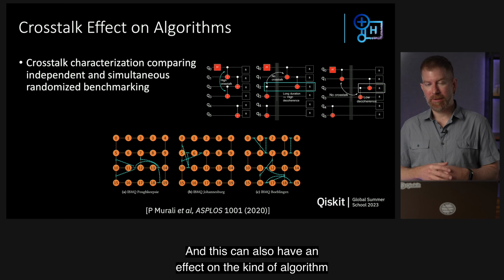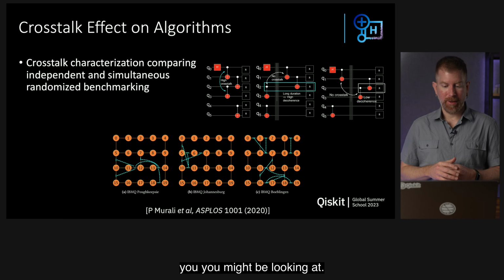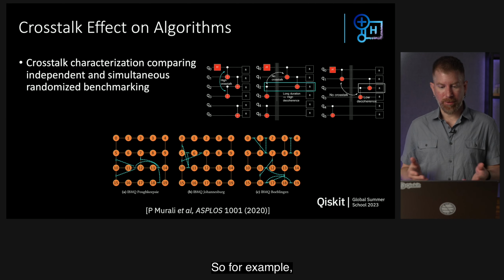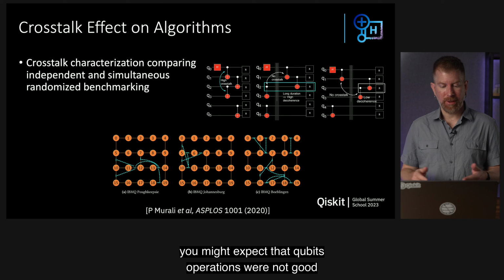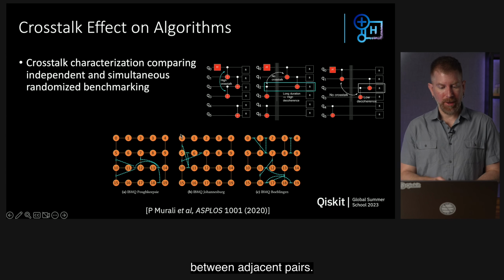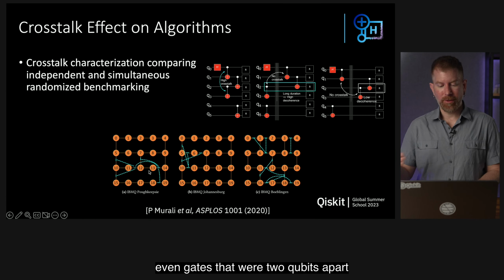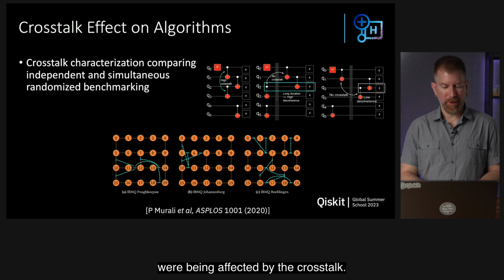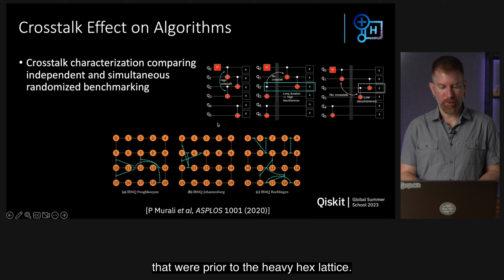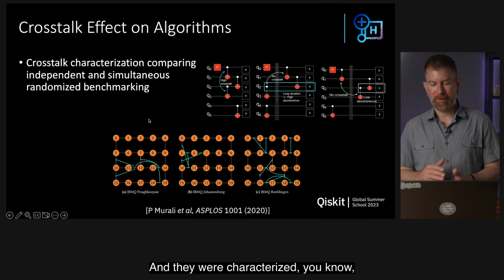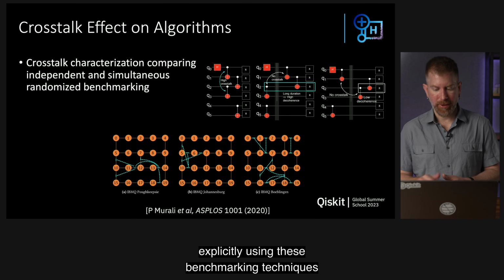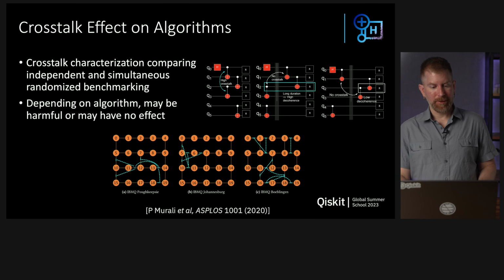And this can also have an effect on the kind of algorithm you might be looking at. So for example, you might expect that qubit operations were not good between adjacent pairs. But what the authors also found was that even gates that were 2 qubits apart were being affected by the crosstalk. And this was done on devices that were prior to the heavy hex lattice. And they were characterized explicitly using these benchmarking techniques to monitor the crosstalk.